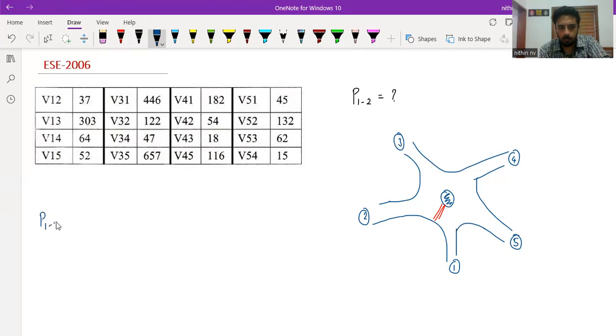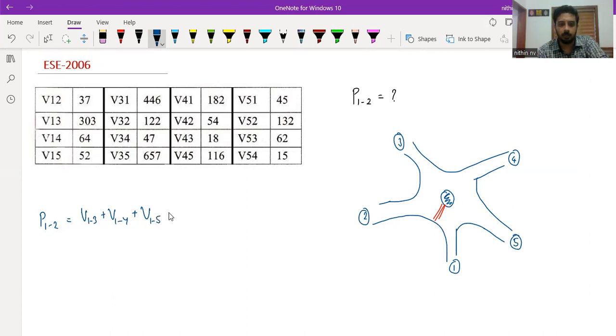So P1,2. Directly, I'm going to write it. Which all things will be coming? 1 to 2. See, what is there in the numerator? All the vehicles which are coming from 1, right, except 1 to 2, right? So 1 to 2 can we use? No. Which all things we need to add now? V1 to 3, V1 to 4, V1 to 5.